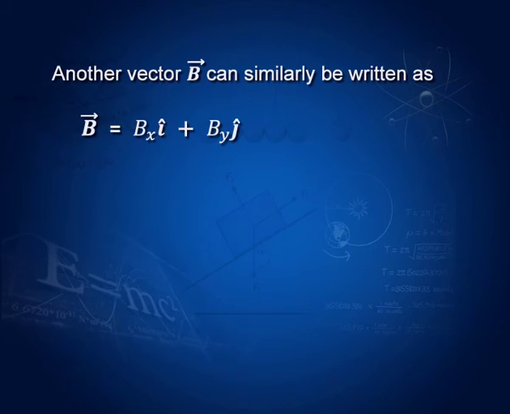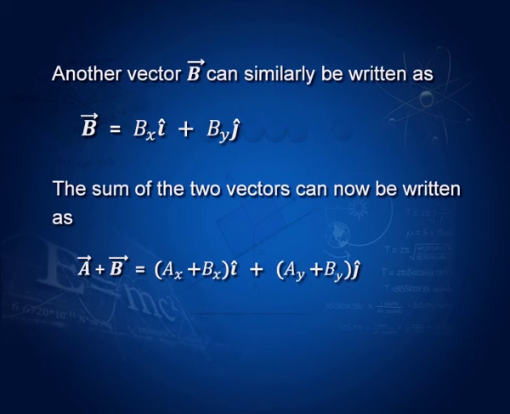Another vector B can similarly be written as vector B equal to b x, where b x is the component along the x axis, so b x into i cap plus b y into j cap, and the sum of these two vectors we write as vector A plus vector B is equal to a x plus b x whole multiplied by i cap, plus a y plus b y times j cap.